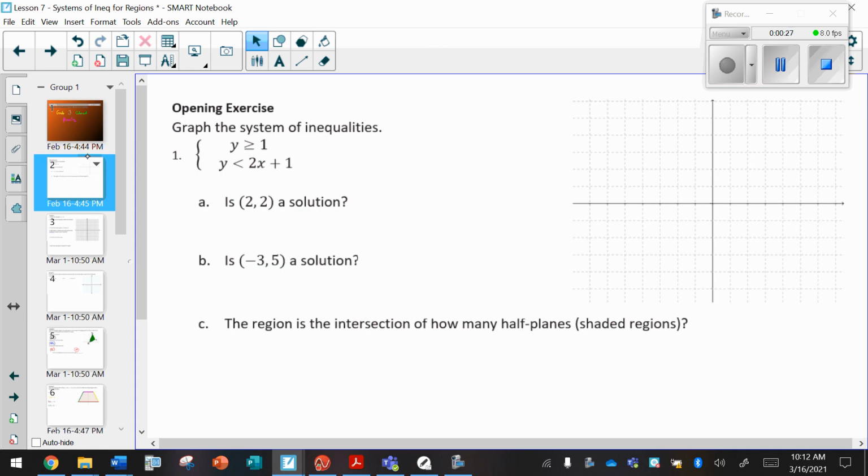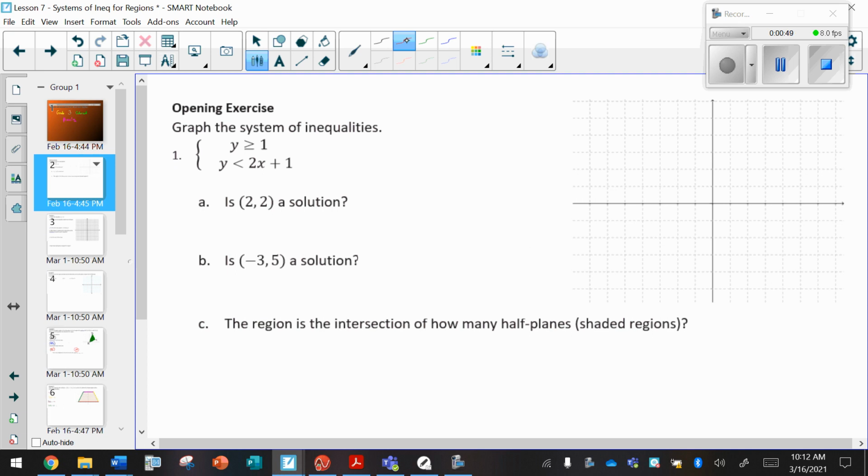In algebra, you learn how to graph linear inequalities. So we're going to warm up with that and use that today in our geometry lesson. We're going to graph the system of inequalities where y is greater than or equal to 1 and y is less than 2x plus 1. Both of these lines are in an easy form to graph.